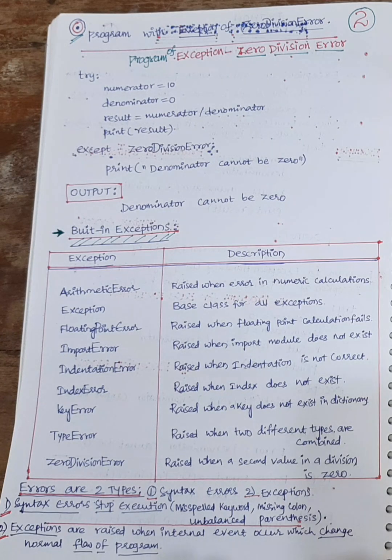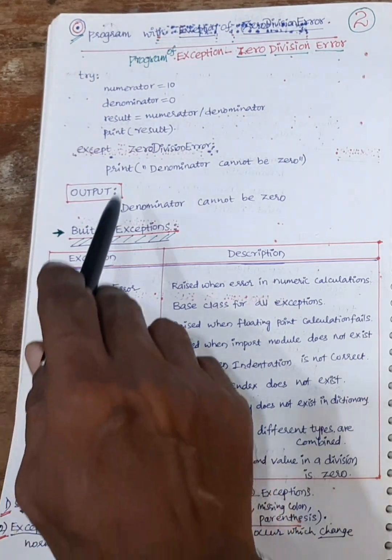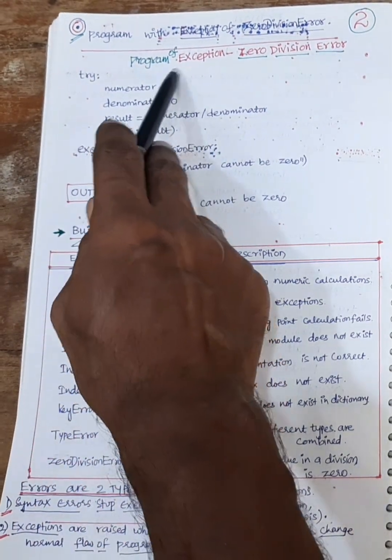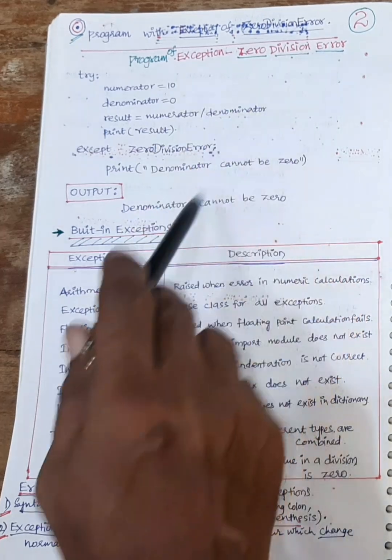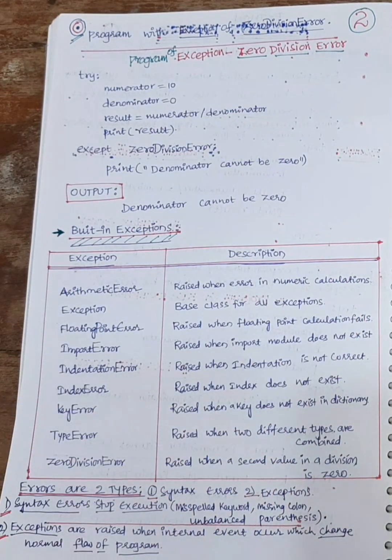You see here one more program, that is by using except ZeroDivisionError. Here you see the try block: numerator is 10, denominator is 0. Result is numerator by denominator. 10 by 0 is infinity. We have to print that result, but we cannot get that output.